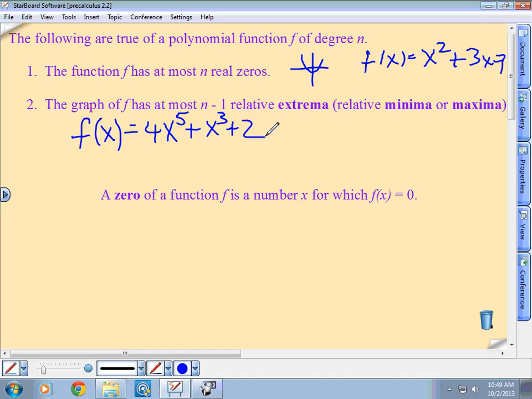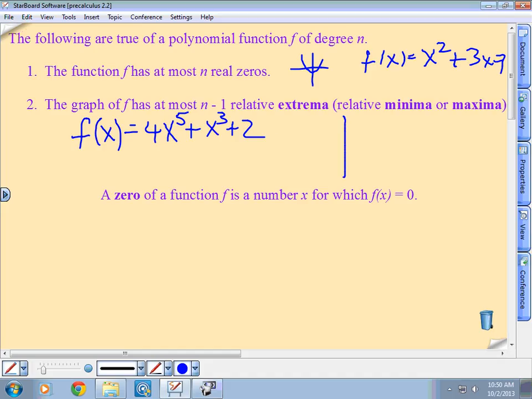So what does that tell me? How many times is it possible for this to cross the x-axis? 5, because the most it can have is 5 real zeros. If I take my degree minus 1, so it's a 5th degree minus 1, it can only have 4 at most, relative minimum or maximum.